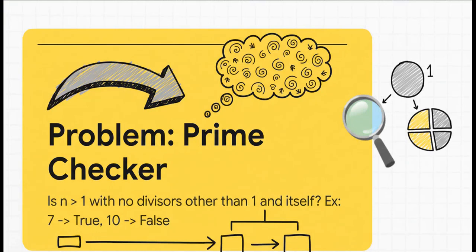All right, next up, the prime number checker. So as you probably remember, a prime number is any number greater than 1 that's only divisible by 1 and itself. Think 7. But a number like 10 isn't prime because you can divide it by 2 and 5. This is going to take some pretty smart logic to solve efficiently.